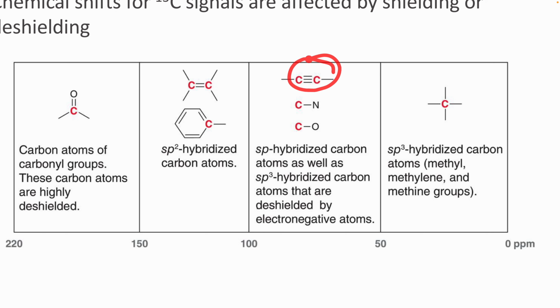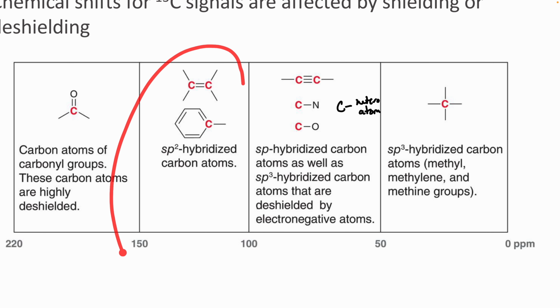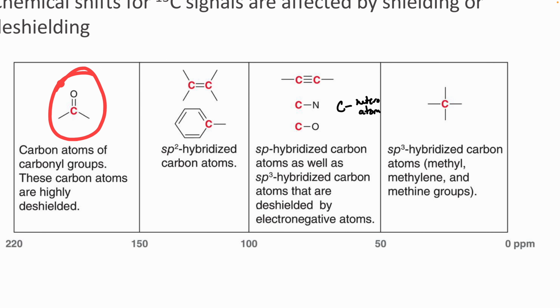If we have a carbon-carbon triple bond or a carbon bound to a heteroatom, all right, it says carbon, nitrogen, carbon, oxygen, really carbon and any heteroatom, it's going to be a little bit further downfield. If we have sp2 hybridized carbons, that's even further downfield. And the one that absorbs way, way downfield are these carbonyl carbons. Okay, so our carbons will absorb at a different portion of our spectrum here, depending on their exact chemical environment.